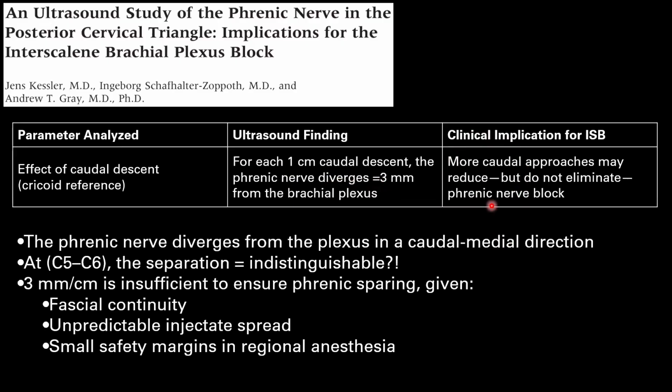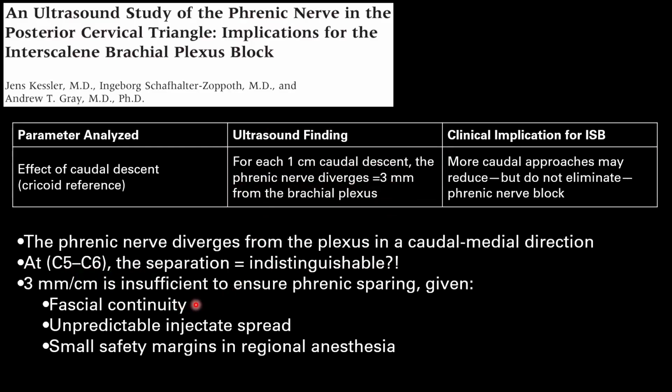But I'm really not sure how important phrenic sparing blocks still are, particularly in ASA 1 and 2, and those who do not have any history of chronic obstructive airway disease. I would still opt for an interscalene block. And as I mentioned earlier, at the level of C5 and C6, as we had seen in earlier slides, the separation of the phrenic nerve is indistinguishable. So for students, this particular thing is very important: 1 centimeter caudal descent, and the phrenic nerve diverges 3 millimeters.